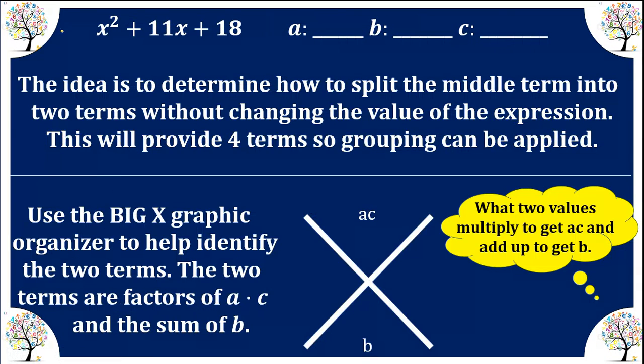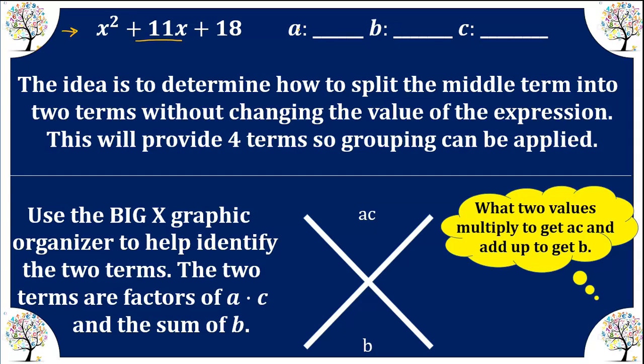The b value is the coefficient of the linear term, and c is your constant. So let's go ahead and write our first example down. Here we have a quadratic trinomial. Our goal is to find the two binomials that were multiplied to give us this trinomial. We're going to create 4 terms, and we're going to be splitting this middle term, this linear term, into 2 different terms, but we're going to maintain the value of the expression.